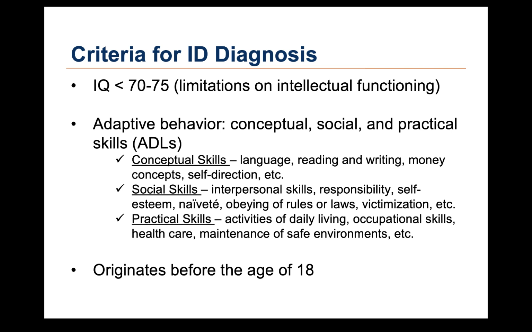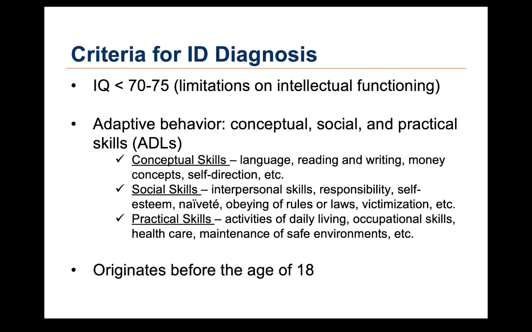The term naivete refers to a sense of innocence or lack of understanding of people's actions and their motivations. Naivete can leave people with intellectual disability open to victimization, including sexual victimization, which is a really big problem with individuals with intellectual disabilities. Social skills also include obeying very strictly rules or laws, or not understanding those rules or laws. Lastly, practical skills include activities of daily living like putting dishes away or making the bed.